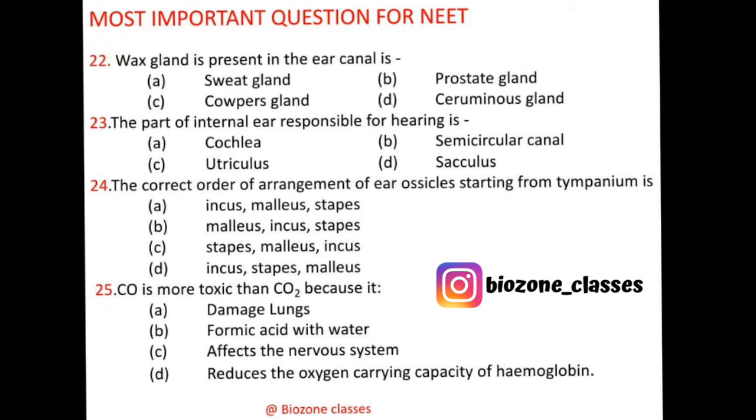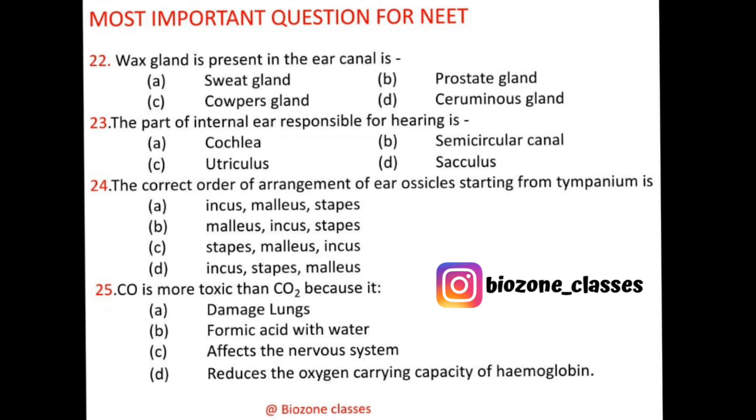Question number 23 here. The part of the internal ear responsible for hearing is cochlea, semicircular canal, utriculus and sacculus. So I think all of you know this answer. Cochlea is mainly the organ of hearing. Question number 14. The correct order of arrangement of ear ossicles starting from the tympanum is A. incus malleus stapes, B. malleus incus stapes, C. stapes malleus incus and D. incus stapes malleus. So the correct option, MIS you always remember, that is malleus incus and stapes.